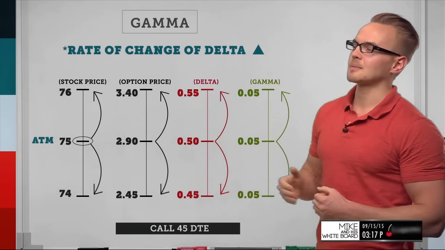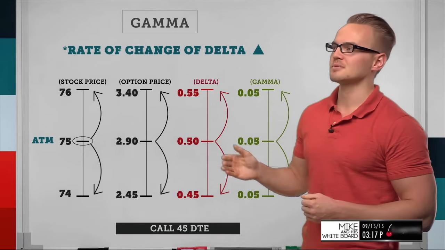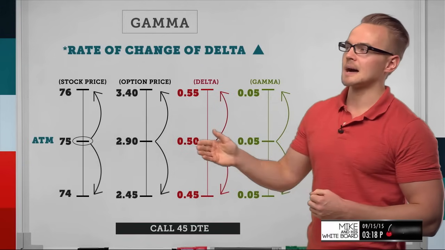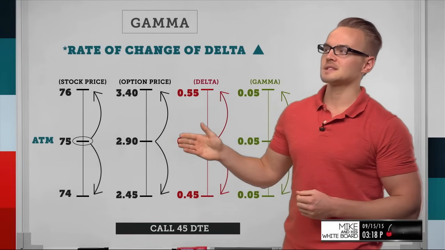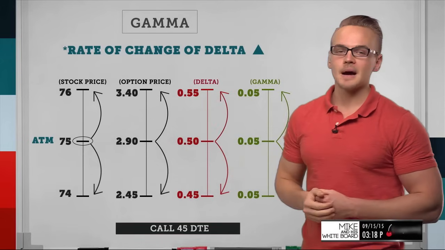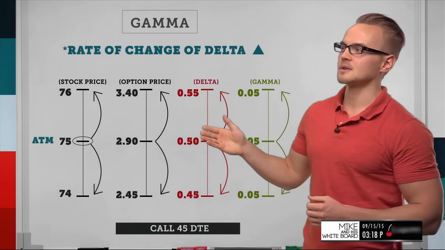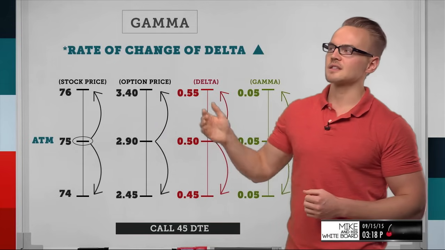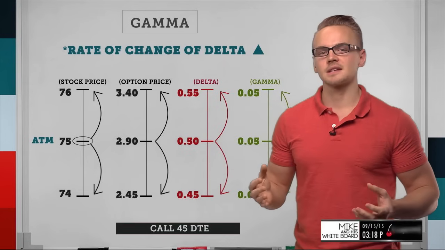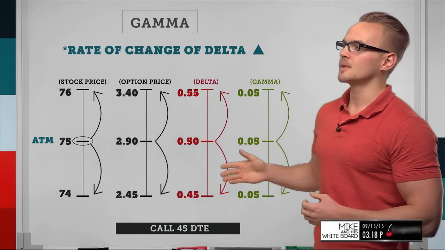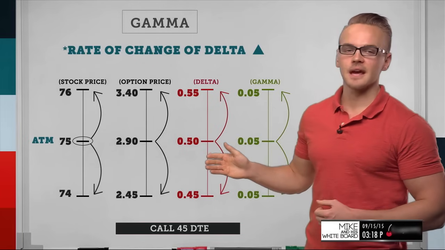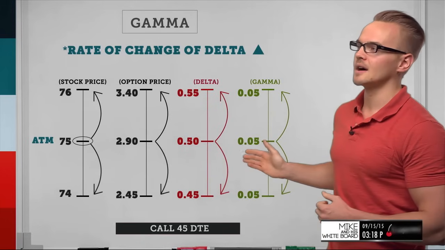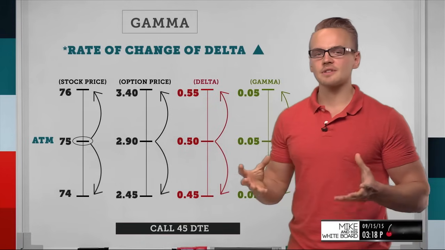If I've got a stock price at 75 and the option price is at 2.90, and I know that the delta is the rate of change of the option's price, if we go from 75 to 76, my option price should theoretically increase by 50 cents, which you can see here. The option price increased from 2.90 to 3.40, given a $1 increase in the stock price. We can see here that the delta has changed from 50 to 55, and that's because we had a gamma of 5 cents. This is how everything kind of works together.